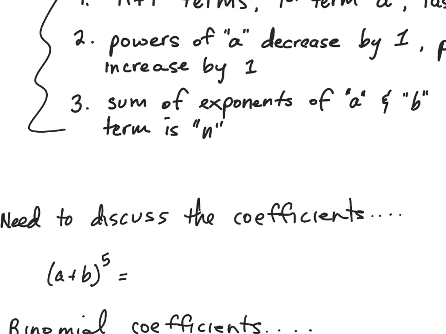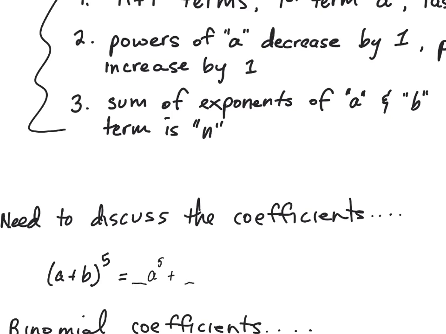Let's just use the knowledge we have of those three generalizations to write the 6 terms. And I say there are 6 terms because remember, one of the generalizations is that there's always one more term than the power that's being raised to. So we can write at least the terms without the coefficient. So the first term is going to be a to the fifth, and there's going to be a coefficient in front of that one.